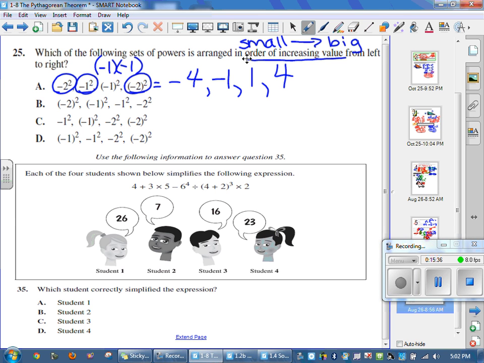Let's see if any of the other answers work out. Now, remember, it's a multiple choice question. There can only be one answer. So far, we found the answer to be A. Let's prove that B, C, and D are not correct.